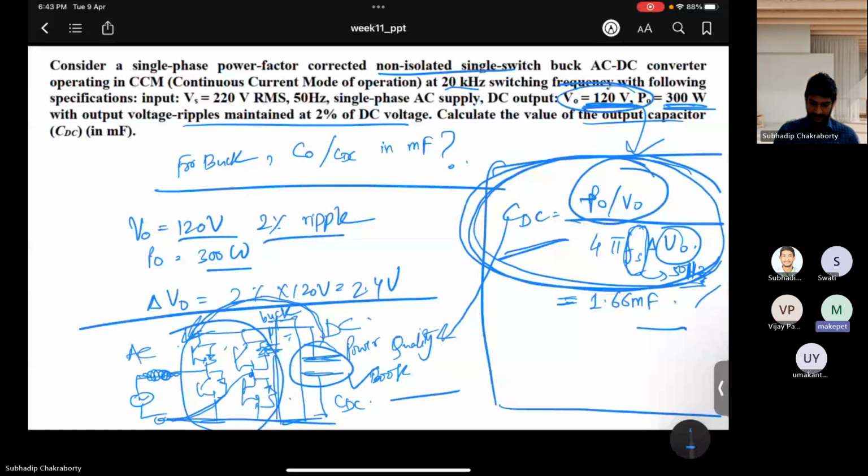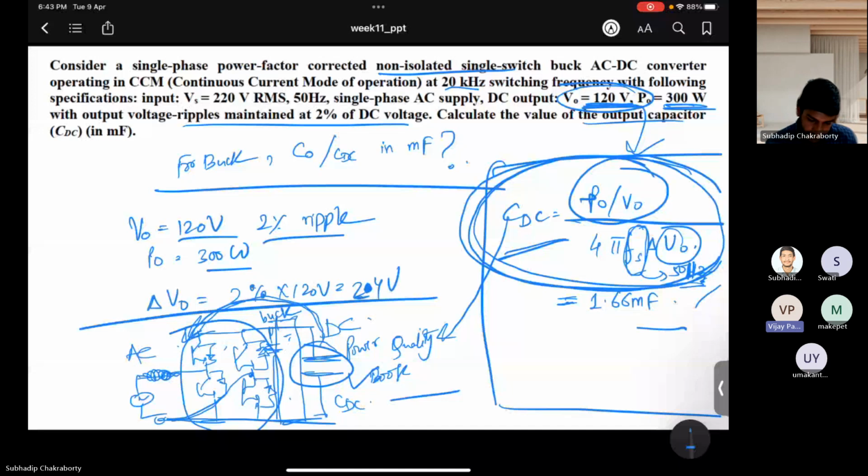Sir, 24, sir. Del V0 is 24. No, 2.4. 2% of 120. Okay, I'm sorry. I wrote it like that, it appeared as 24. 2% of 120, sorry, this should be 2.4 volts.